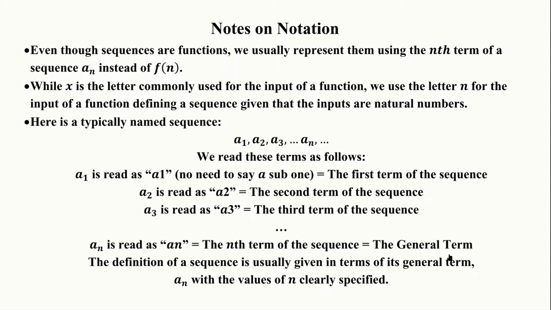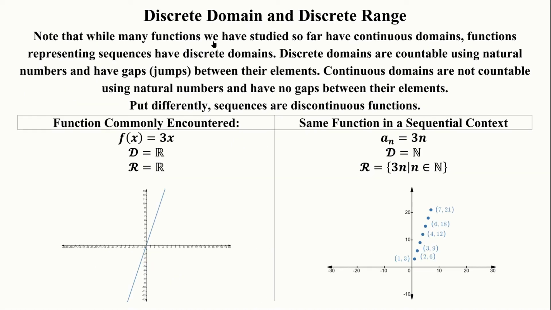Once we get a definition for a sequence, such as the last one, an equals 7n, then we can write a clearly defined definition for a given sequence. A note about the domain and range. Notice that with a function such as f of x equals 3x, the domain would be all real numbers, right? And the range would be all real numbers as well, because all y values would be outputs of this function eventually.